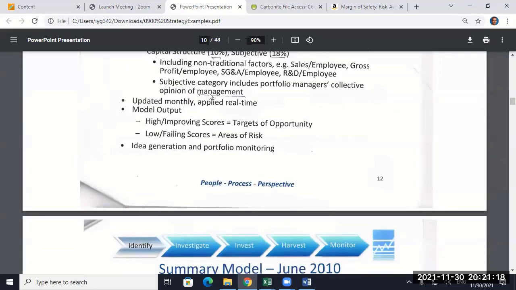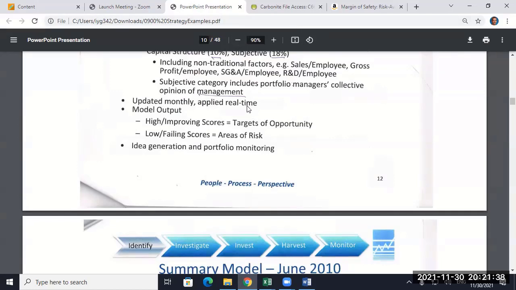Portfolio managers' collective opinion of management. You can do that and make it quantitative by simply giving management a score, but you'd want to have some kind of criteria, the kind of things you're listening for. They know the business, they've been in the business for a long time, they're focused on the shareholder, those kinds of things that you would put in there.